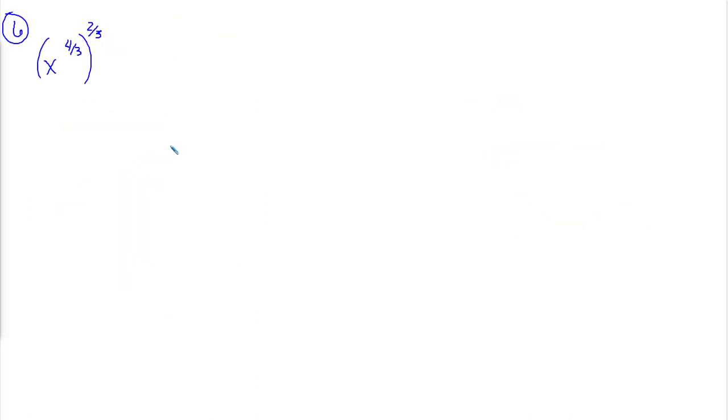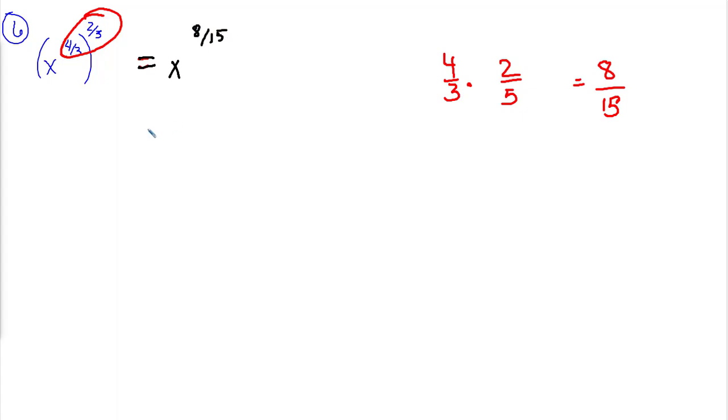Let's get a couple more. A power being raised to a power means that I need to multiply those. So 4/3 times 2/5. 4 times 2 is 8. 5 times 3 is 15. And so that gives me x to the 8/15. So the 15th root of x to the 8th power.